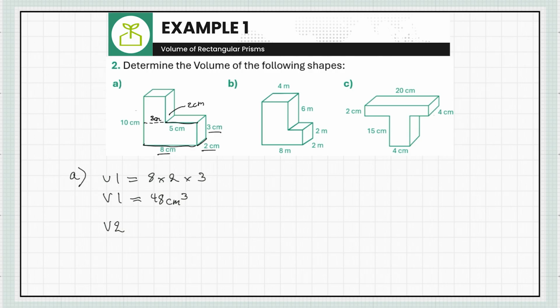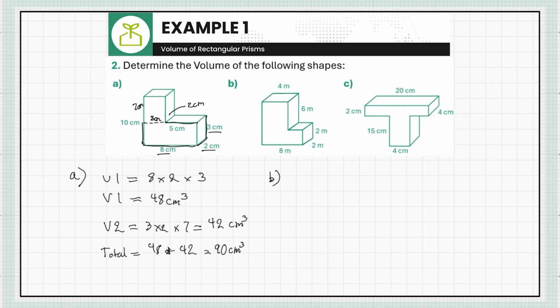And now we just need our height, and our height is going to be the difference here, which is 3 off our 10 over here. So 10 minus 3 is just going to be 7. So the end result for our volume 2 is going to be 3 times 2 times 7, and that just equals 6 times 7, or 42 centimeters cubed. So that our total volume is going to be equal to 48 plus 42, and that just equals 90 centimeters cubed.